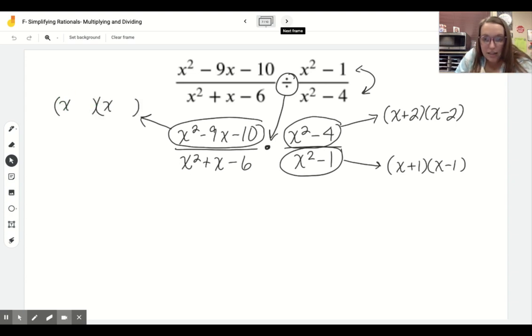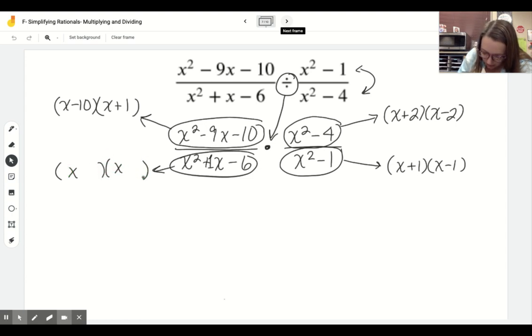1 times negative 10 is negative 10. I've got to multiply to negative 10, but add up to negative 9. So it's got to be negative 10 and positive 1. Negative 10 times 1 is negative 10. Negative 10 plus 1 is negative 9. And then this is a 1x here. So similar idea. Got to multiply to negative 6, but add up to positive 1. So it's got to be plus 3 and minus 2.